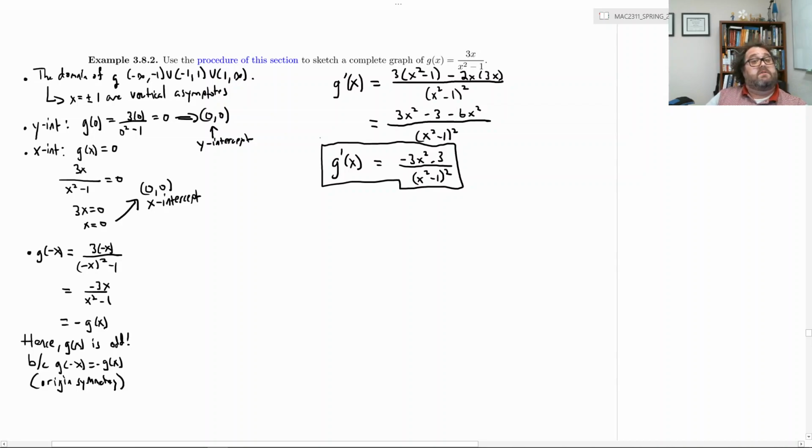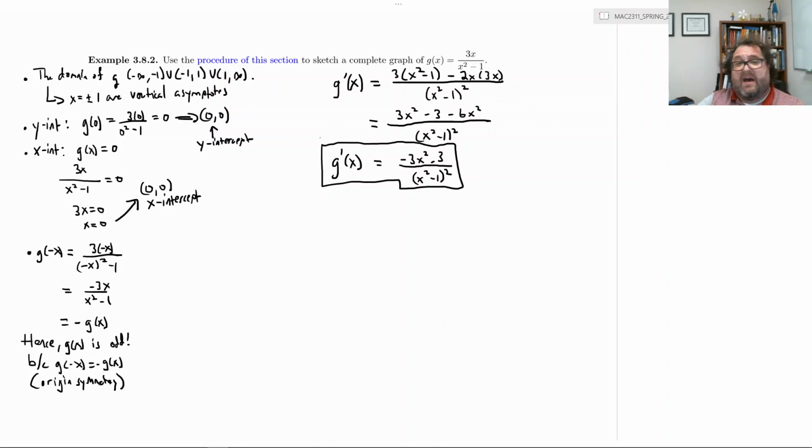Now, what do we want to do with that derivative? Well, we want to find critical values. First of all, notice that the only values for which g prime is not defined are, again, plus and minus 1, which are exactly the same places where the original function was not defined. There is no slope at the asymptotes, so the derivative is undefined, literally, at plus and minus 1, because those are asymptotes.